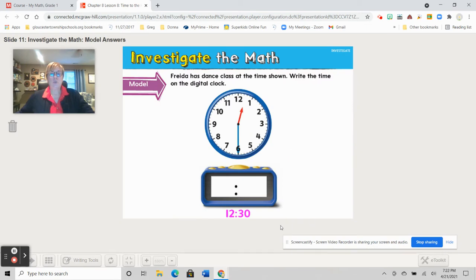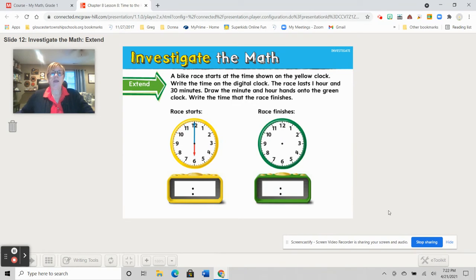And the time is 12:30. Remember, we look to see what number the hour hand is leaving, and then when the minute hand is on 6, it is 30 minutes. Okay, let's see.